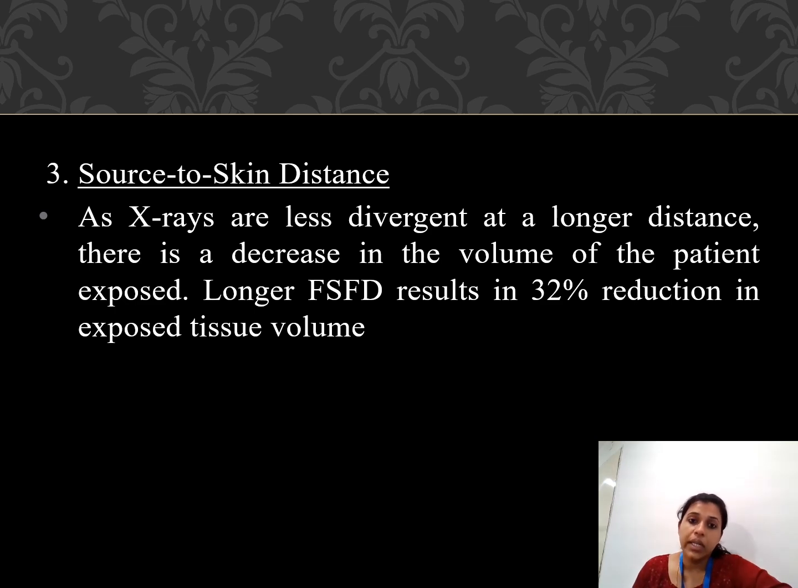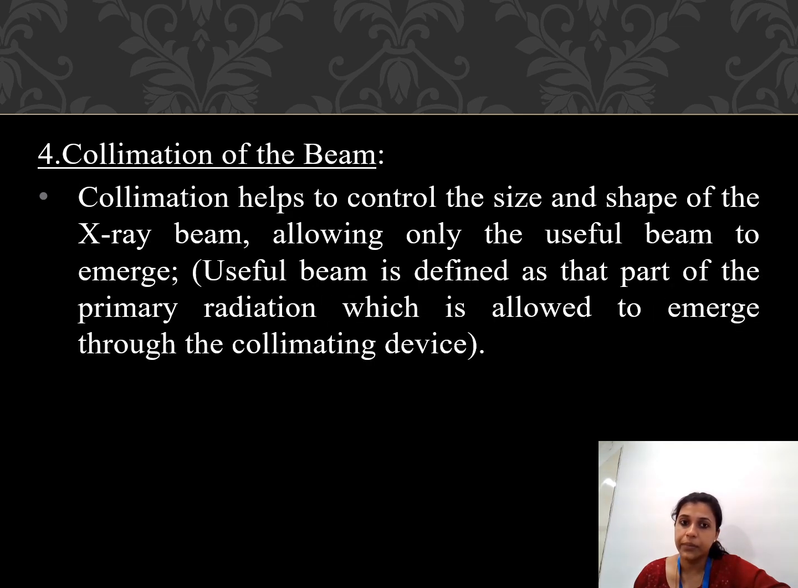Next is source to skin distance. So X-rays are less divergent at longer distance. So when the source to skin distance is increased, the radiation dose can be reduced. Why? Because these X-ray beams are less divergent, and less divergent means less volume of the tissue is irradiated from the radiation. So longer focal spot facial distance results in 32% reduction in the exposed tissue volume.